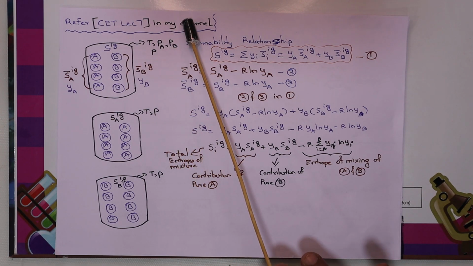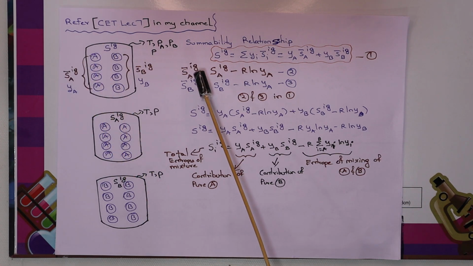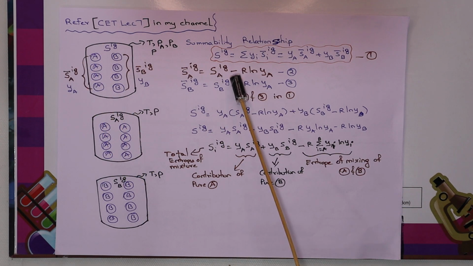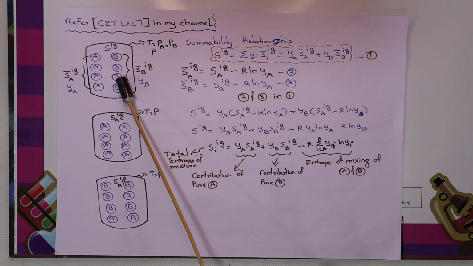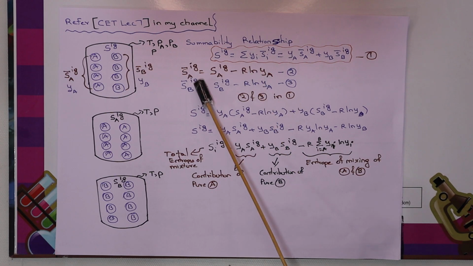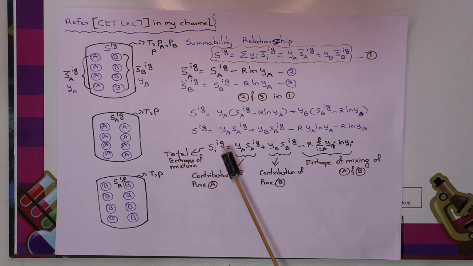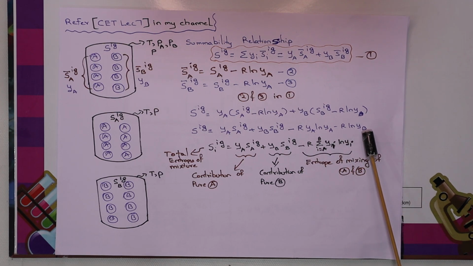If you refer to my lectures, you will understand that S bar A, the partial entropy of A in this mixture, is nothing but the pure entropy of A minus R ln Ya, where Ya means the fraction of A in this mixture. The partial entropy of B in this mixture is the pure entropy of B minus R ln Yb. If you substitute this in the summability relationship, you find the total entropy is Ya into SA ig plus Yb into SB ig, minus R Ya ln Ya minus R Yb ln Yb. If you combine these two terms, you get minus R into sigma Yi ln Yi.